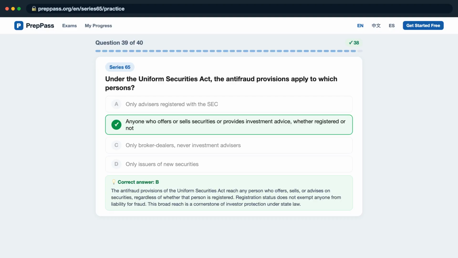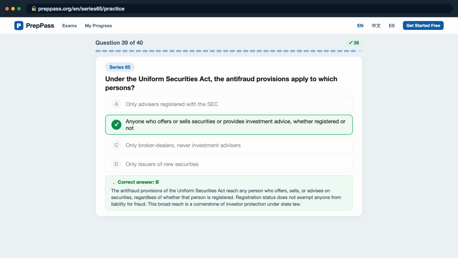The correct answer is B. The anti-fraud provisions of the Uniform Securities Act reach any person who offers, sells, or advises on securities, regardless of whether that person is registered. Registration status does not exempt anyone from liability for fraud. This broad reach is a cornerstone of investor protection under state law.